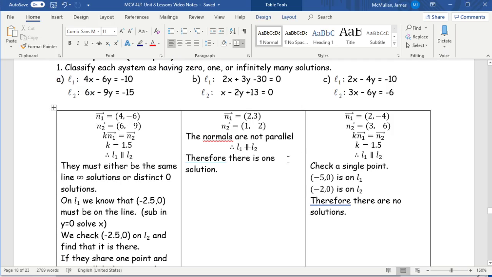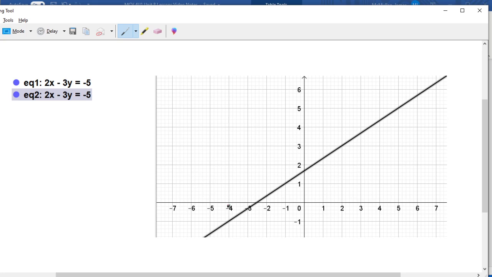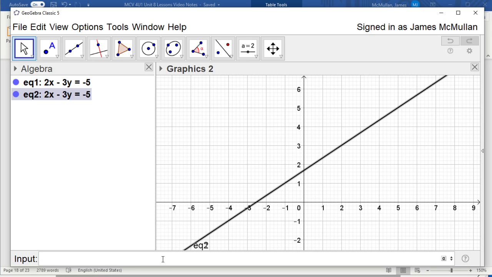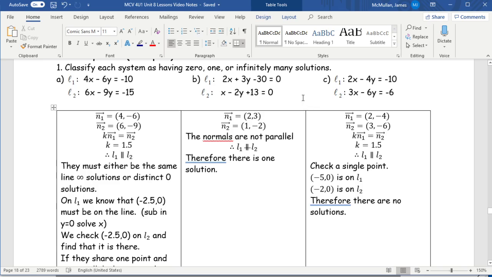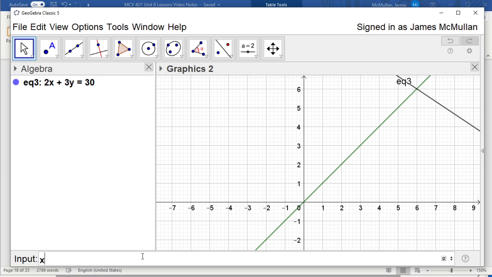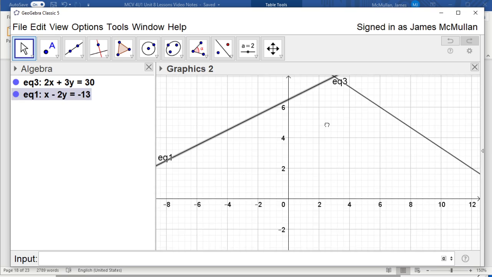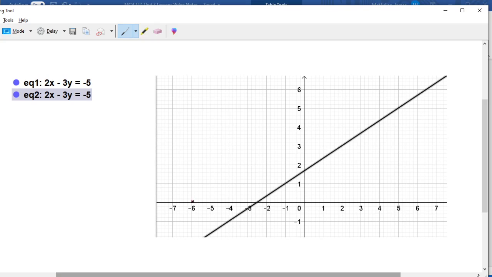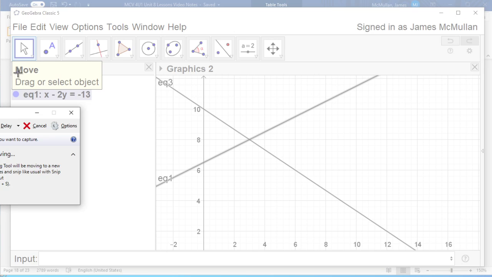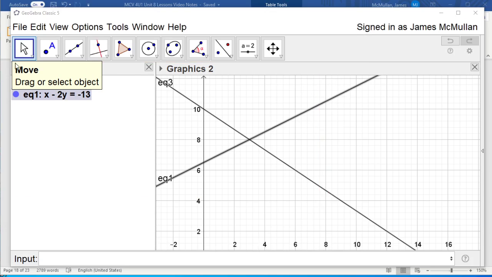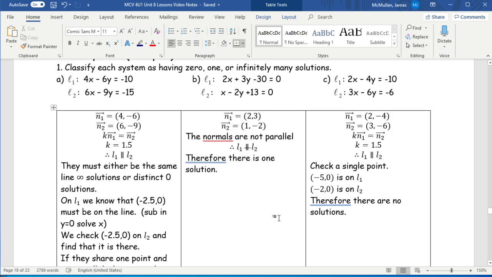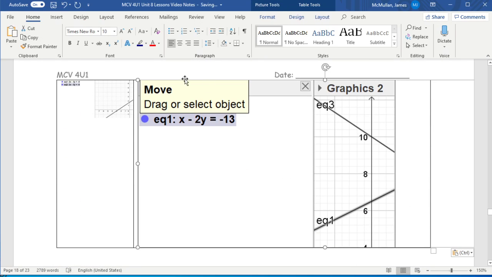Okay, it's 2x plus 3y minus 30 equals 0. Okay, and then x minus 2y plus 13 equals 0. Okay, again, you just see they intersect at one place.